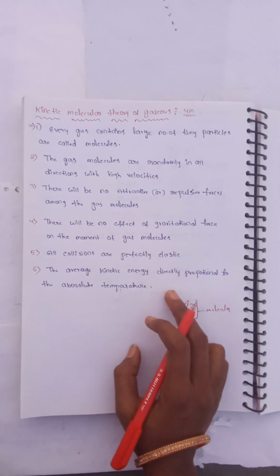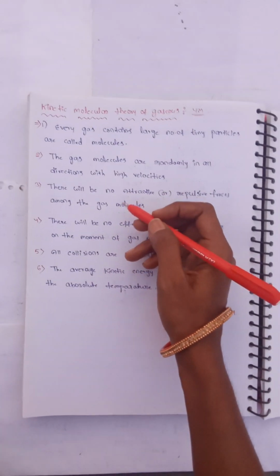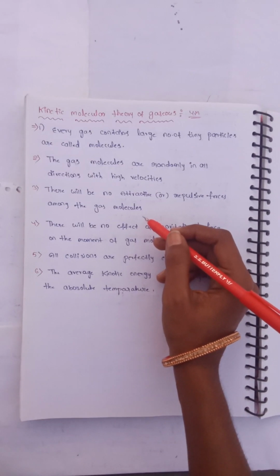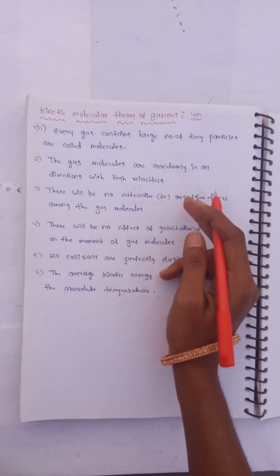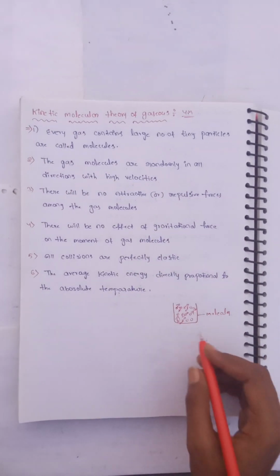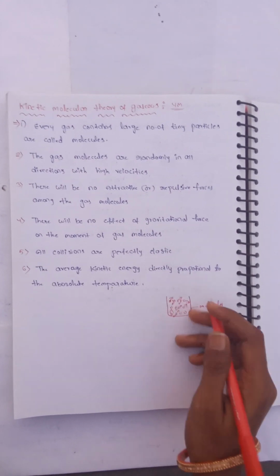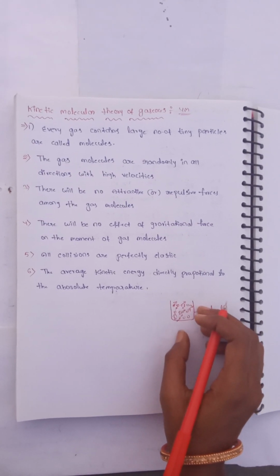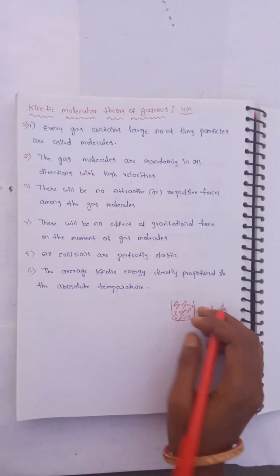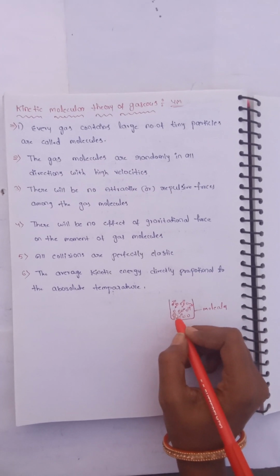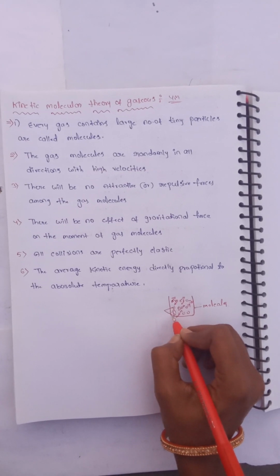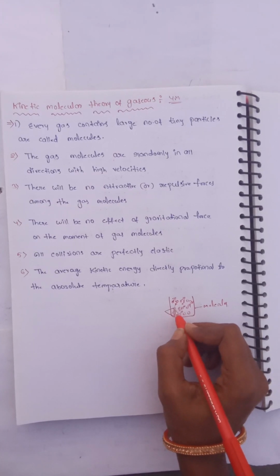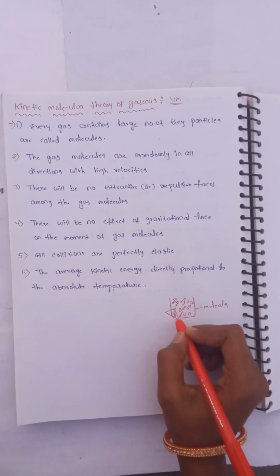So the third point: there will be no attractive or repulsive forces among the gas molecules. In this gas the molecules are moving forward, so there will be no attractive or repulsive forces. That means between this one molecule and this one molecule, these two molecules, there is no attraction and no repulsion.